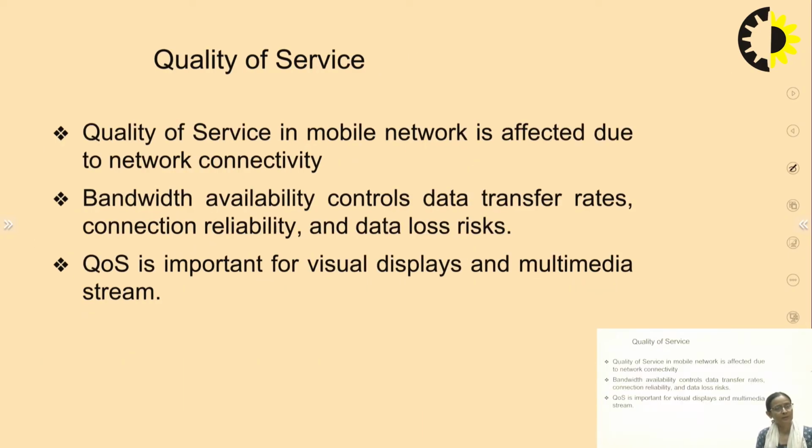Quality of service is another important factor, and in the mobile network it is affected by network connectivity and bandwidth availability, which control the data transfer rates, connection reliability, data loss risk, etc. So we should have certain mechanisms or rules and regulations which will ensure the quality of the service, that is, the data delivery should be reliable and should be available all the time.